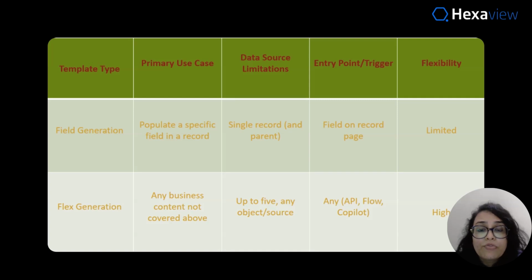Now that we have compared field and flex generation templates, let's understand how they actually work. It all begins with setup. Users define the template in Salesforce Prompt Builder, selecting the relevant objects and fields as a data resource. Then, detailed prompt instructions are added, often using merge fields to dynamically pull in record data. Once the template is ready, it can be triggered from various points in Salesforce, whether through a record page, flow, API, or Copilot, allowing the generated content to be used wherever it's needed, either automatically or manually.